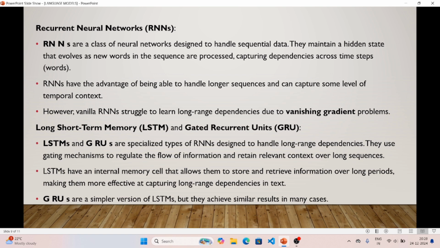It has three gates. The forget gate decides what information to forget. The input gate decides what new information to store. The output gate decides what information to use for prediction. GRUs are like a simpler version of LSTMs. They still use gates. The update gate combines the function of the forget and input gates in LSTMs. The reset gate helps decide how much of the past information to forget.